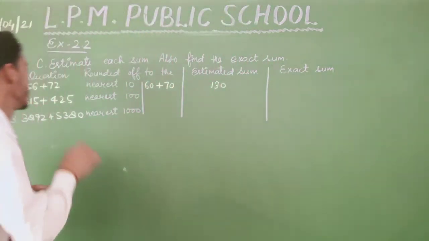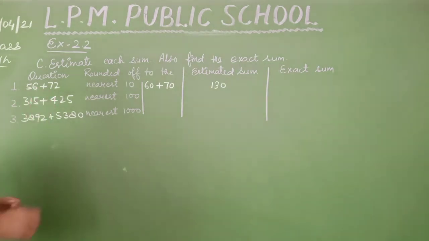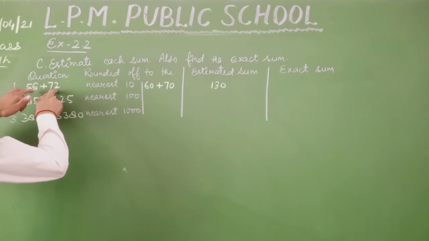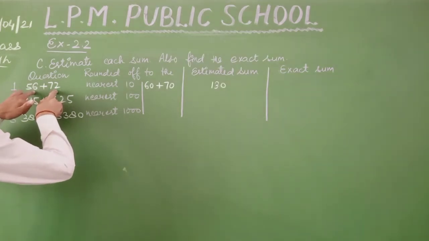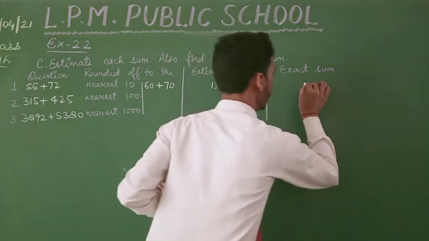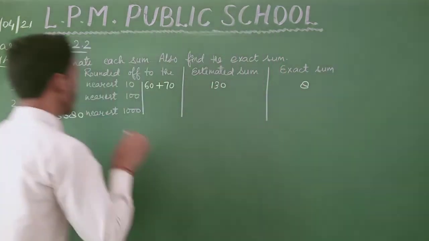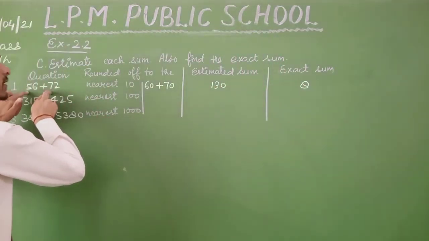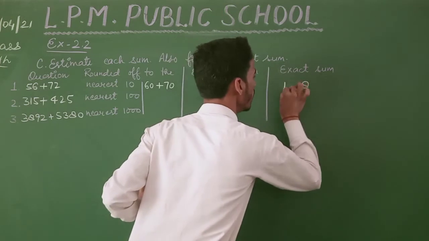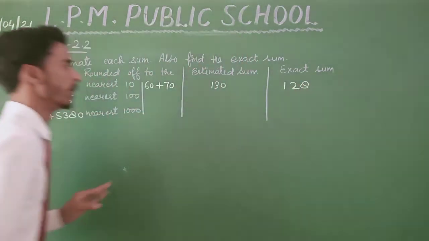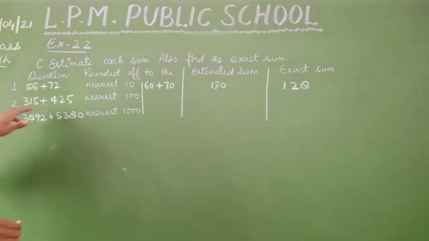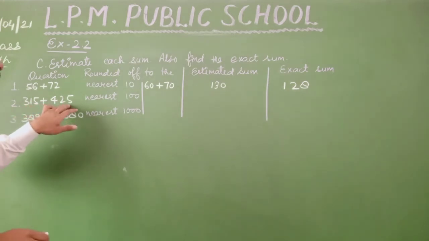Exact sum means we have to find the sum of 56 and 17. Okay, so let's add it. 6 plus 7 is 13, 1 carry, and now 5 plus 1 is 6, and 1 carry, 7. That is 73. And now the next question is 315 plus 425.